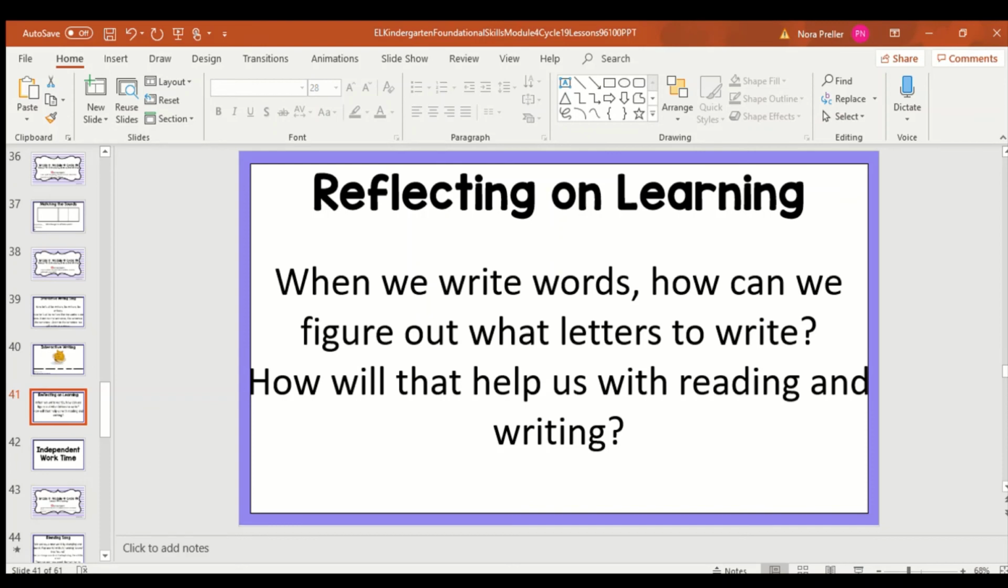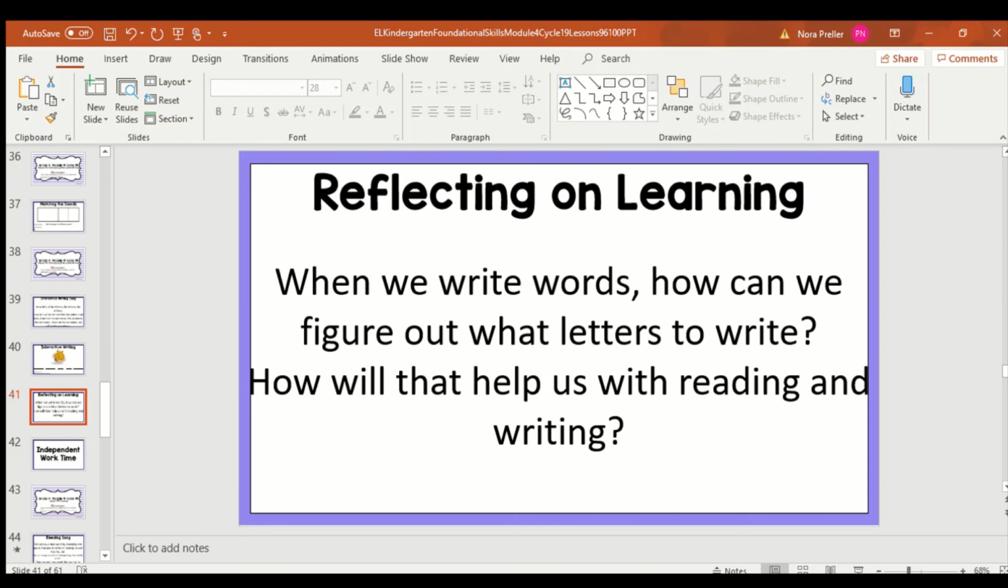Our reflection question of the day is, when we write words, how can we figure out what letters to write? So think about when we were writing earlier when we wrote the word chip or naps. What did I remind you to do? That's right, I reminded you to tap out the sounds you hear in words. Now, the faster you know those sounds and know what letters make those sounds, the faster you're going to be at writing and writing accurately. Our next question is, how will that help us with reading and writing? Well, like I just said, the faster we know those letter sounds, the faster we can write them down, the more accurately we become as writers.